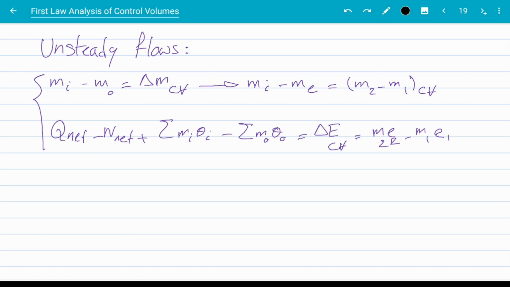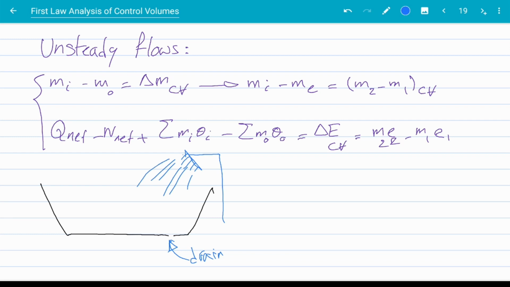Now, although the problem is unsteady and everything inside the control volume is time dependent, we need to make some assumptions. The most important one is that any interaction at the boundaries of the control volume, at the inlets and exits, are uniform and independent of time. Now, an example for an unsteady flow is a bathtub. So this is your bathtub, and this here is the drain, and we have the shower.